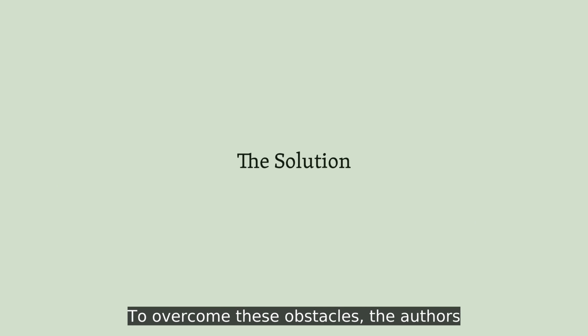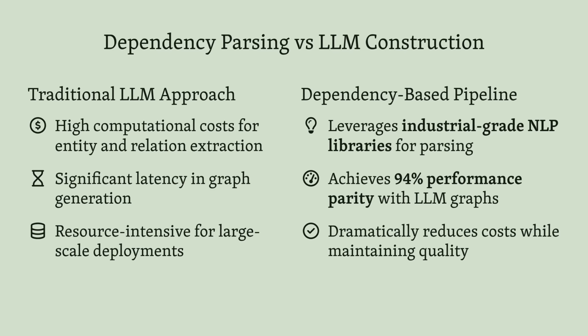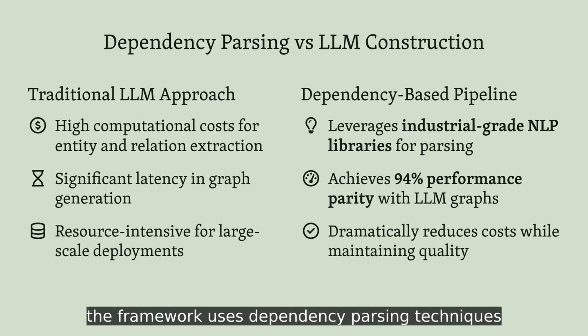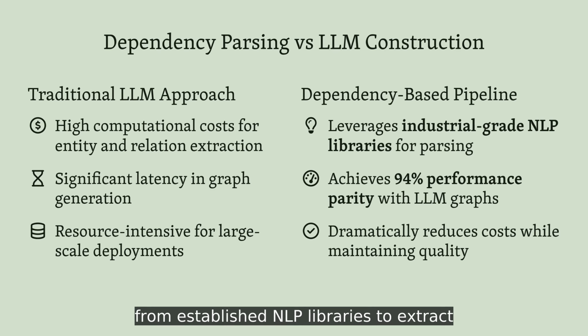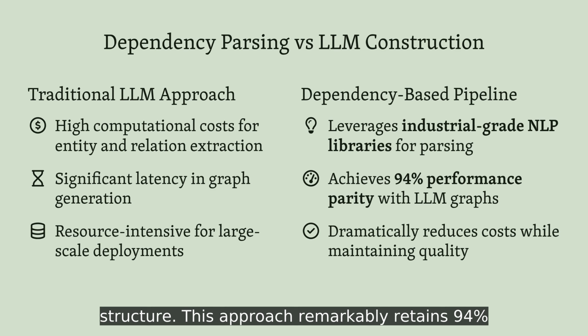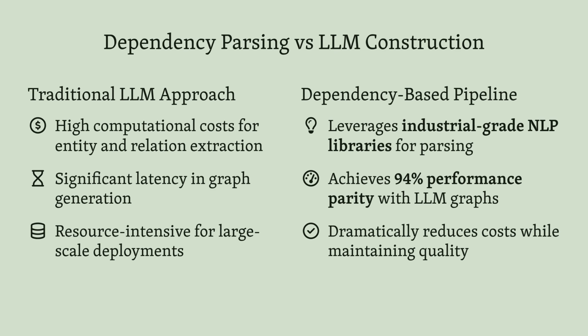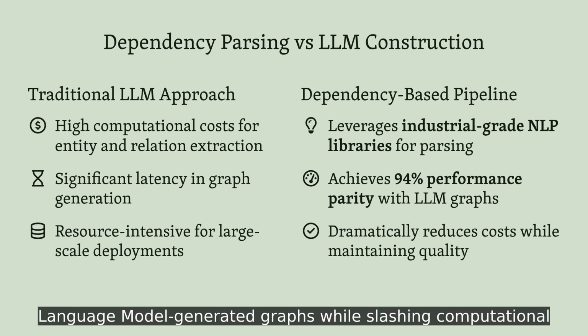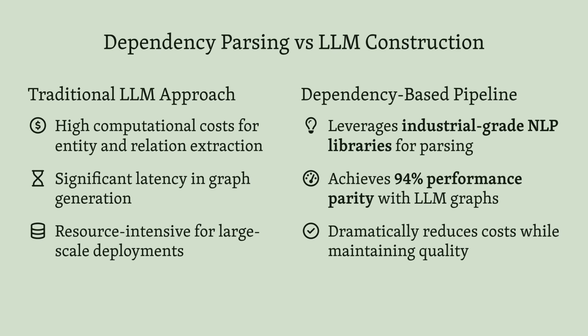To overcome these obstacles, the authors propose a fundamentally different approach to both construction and retrieval. Instead of relying on language models, the framework uses dependency parsing techniques from established NLP libraries to extract entities and relations directly from text structure. This approach remarkably retains 94% of the performance achieved by large language model-generated graphs, while slashing computational expenses.